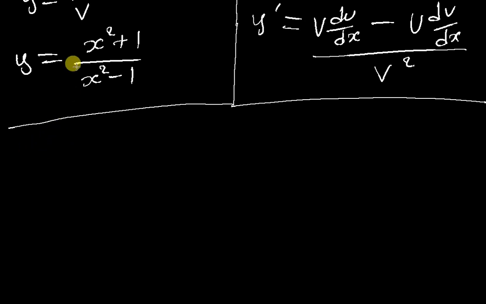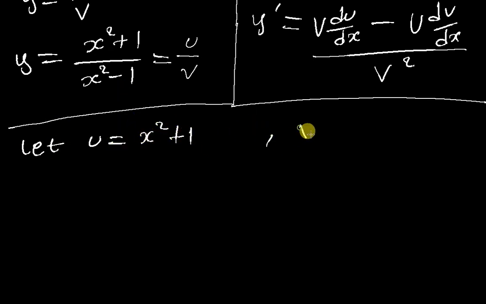From this expression, our numerator will be u and our denominator will be v, and this shouldn't be changed. You don't interchange them, so that your numerator is v and your denominator is u. You might end up making a mistake unless you get used to the formula. So you say let u be equal to the numerator there, which is x squared plus 1, and then v be equal to x squared minus 1.